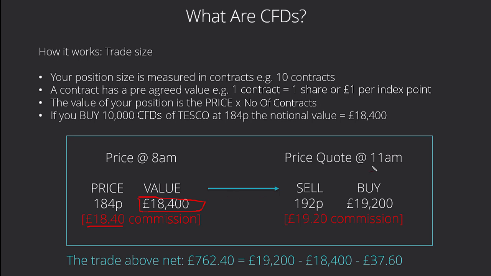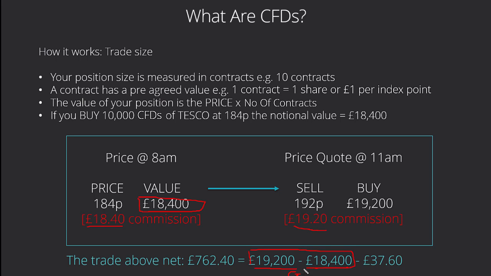So the price quote at 11 AM is a very nice 192p. We say thank you very much, I think we'll take that profit, sir. That's very nice. £19,200 is the value of that position now, because we've just sold those 10,000 CFDs back to our broker. He's settled that out. He's charged us £19.20 for the privilege, but we're not too bothered on this one because the net of the trade is 19,200, which is the selling price, minus the buying price, 18,400, giving us our gross, if you like, trade profit.